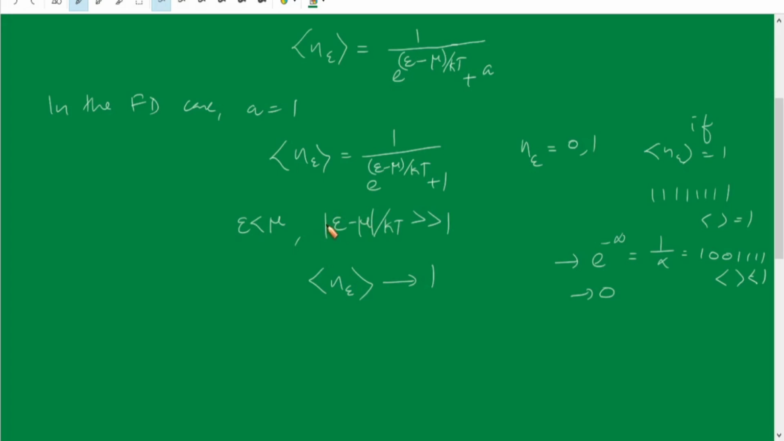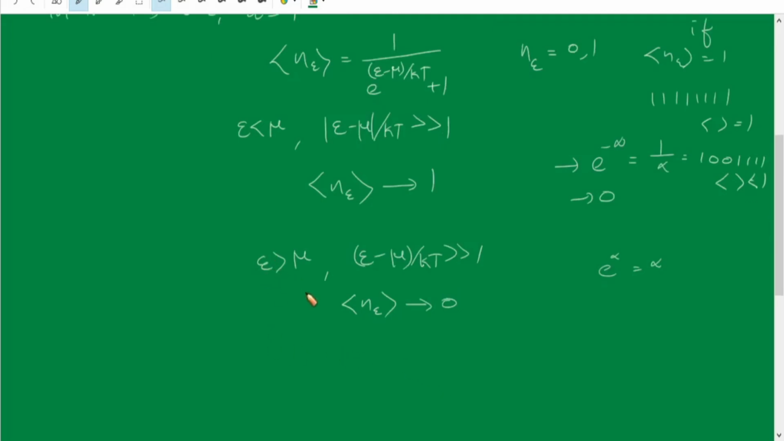Okay. Now if E is greater than mu, the energy greater than the chemical potential, in this second case also E minus mu is positive and divided by kT is very much greater than 1, then e raised to plus infinity becomes infinity. So infinity plus 1, and 1 divided by infinity becomes 0. So N_E tends to 0. N_E approaches 0 when E is very much greater than mu. So these are the cases of Fermi-Dirac.